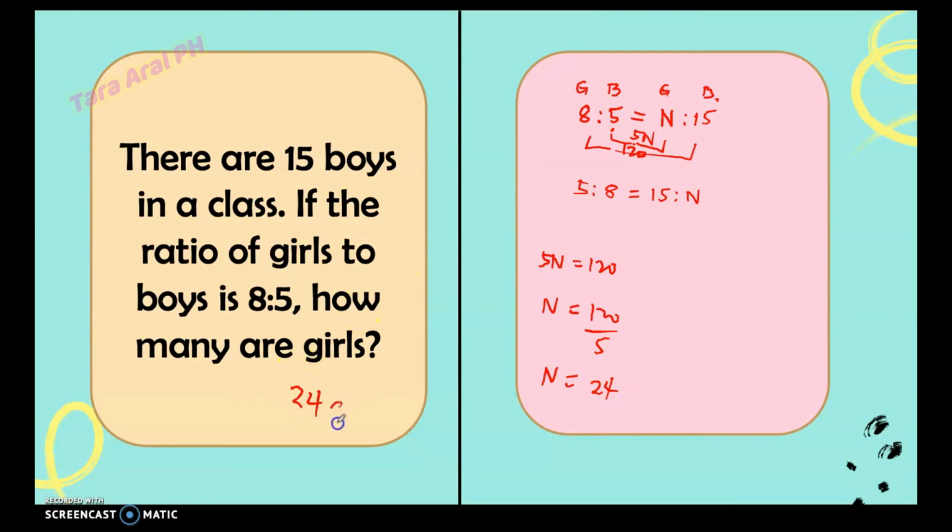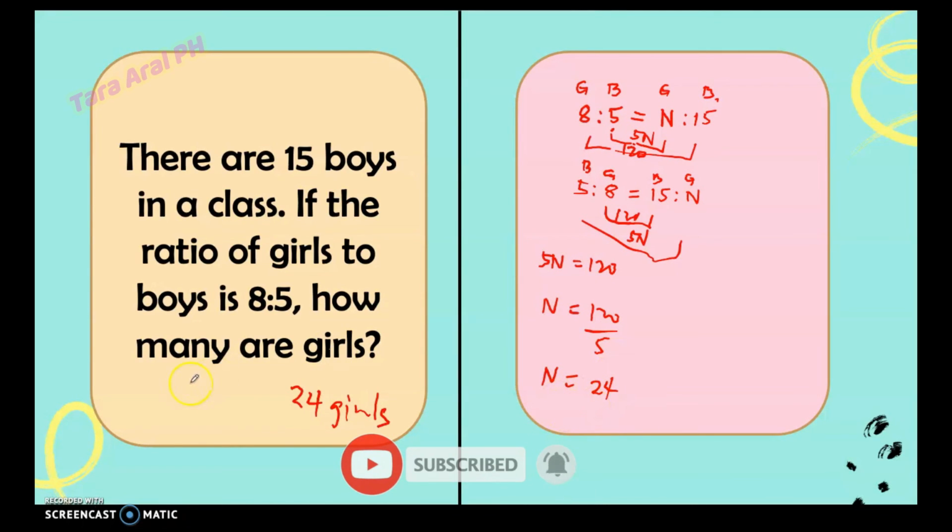So how many girls are there? There are 24 girls. So again, if you want to use this kind of equation, you interchange the boys and the girls. And so this is boys, girls, girls. So you can still multiply this. It's the same. This is 120, then 5n. Okay. You'll still get the same answer and the same solution. 5n is equal to 120, and you'll find that n is still 24.